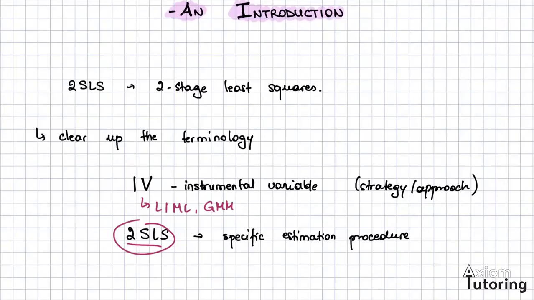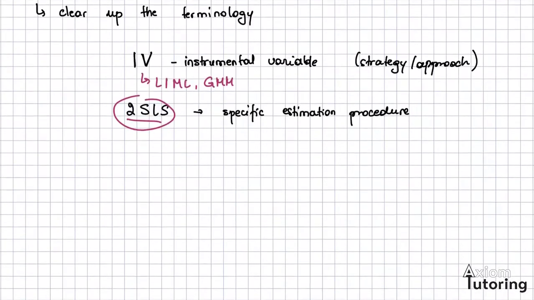In some textbooks or lectures, you will refer to IV as the 2SLS estimation with only one instrumental variable and one endogenous variable, while 2SLS is the most generic with as many instrumental variables and as many endogenous variables as possible. But keep in mind that is at the discretion of your lecturer. Most of the time, the IV itself is just a strategy, the approach, and it uses 2SLS as the specific estimation procedure. Now, let's go back and recall the problem.